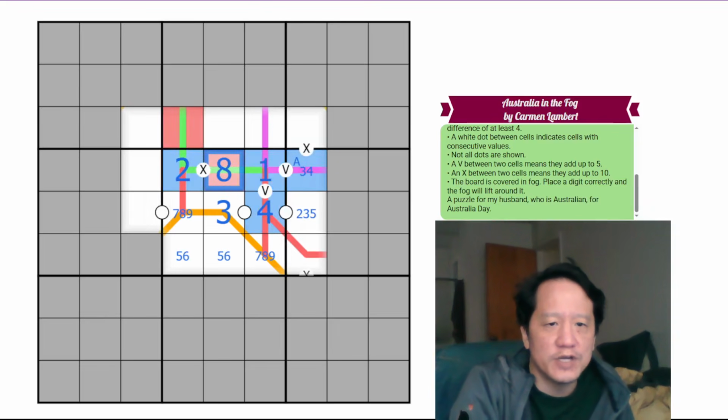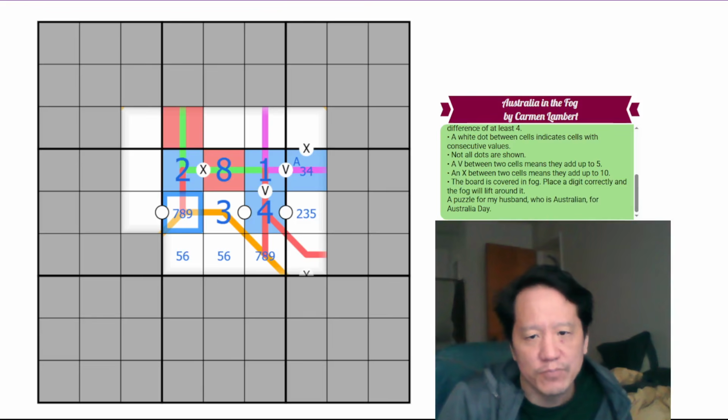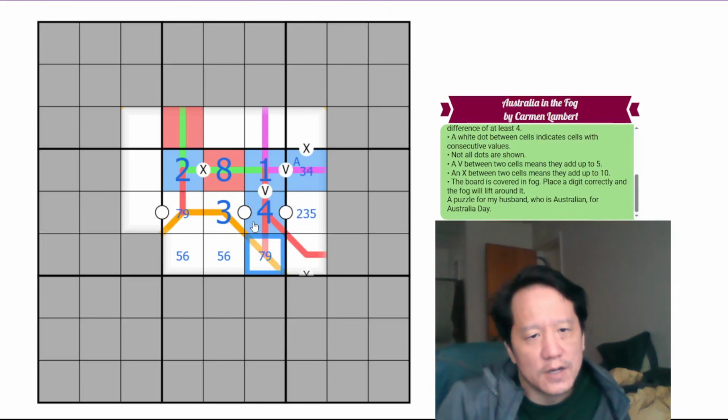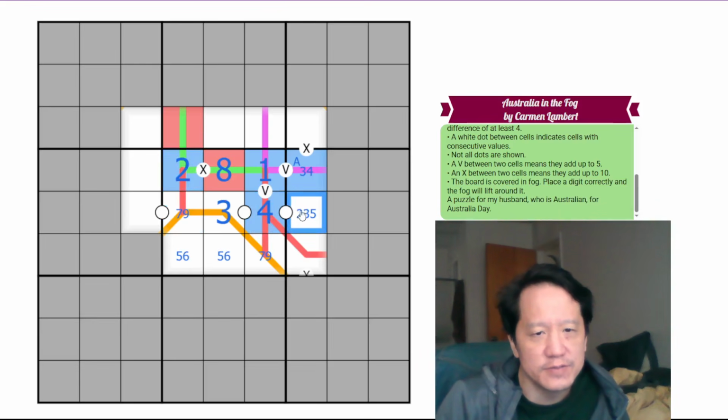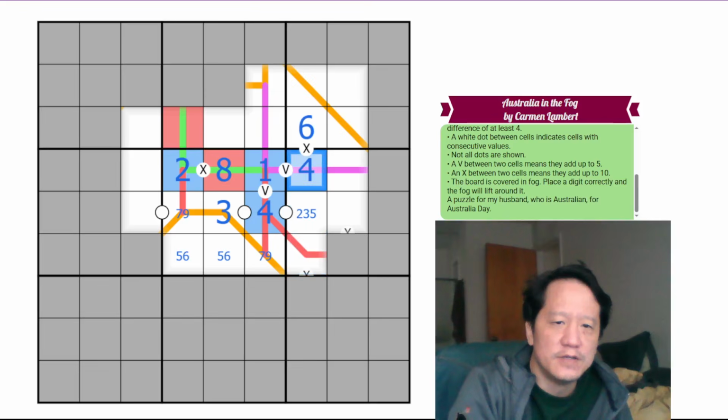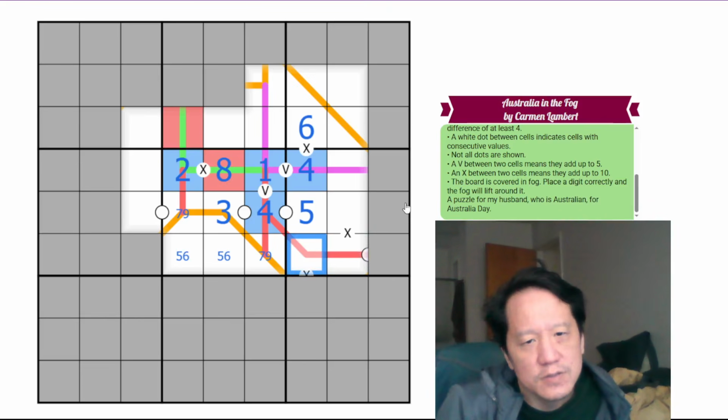And this is 2 and 8 to add up to 10. So no 8 here, no 8 here. This is 7, 9 as a pair, which works here because 7 and 9 are odd. 2 is even. 4 is even. So this is a 4 here. 4 and 6 add up to 10. And 4 and 3 are consecutive. 4 and 5 has to be the remaining consecutive digit.